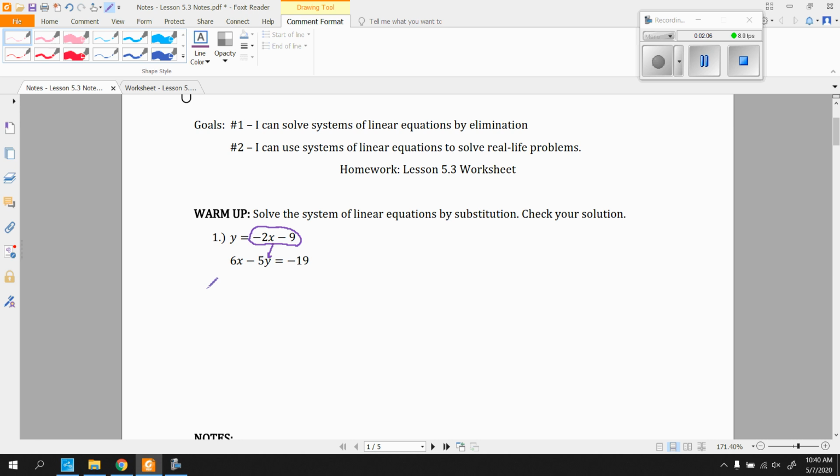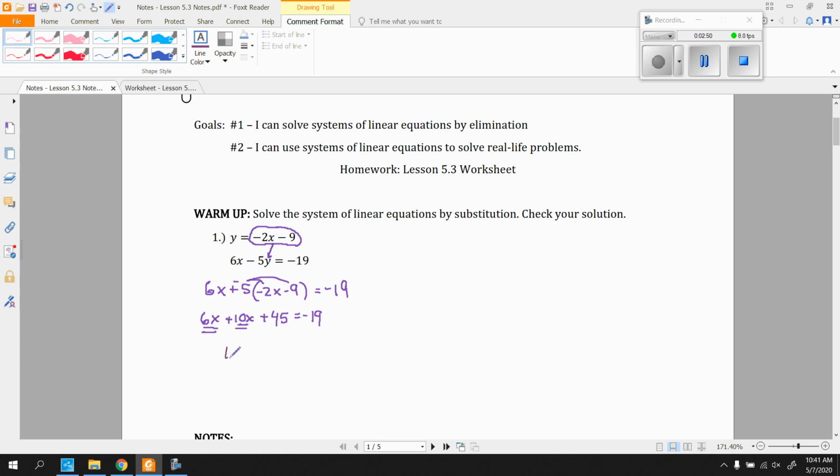Okay, so that's been our step. Now, 6x minus 5 times, not y anymore, but negative 2x minus 9 equals negative 19. It was set up really conveniently for us to use substitution. So how do we do this? This one's kind of tricky in the sense that I have to make sure I'm distributing this minus 5. Whether you switch it to plus negative or just know that that's a negative 5 getting distributed there, I'm going to go 6x, now plus 10x, and then plus 45 equals negative 19. Combine our like terms here.